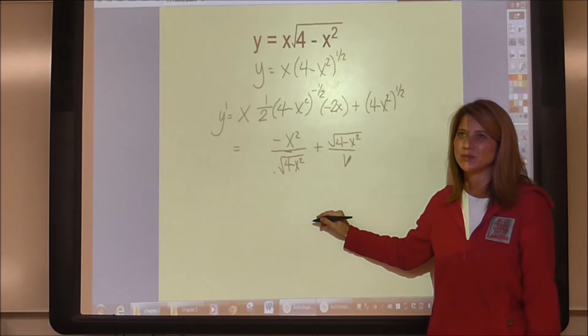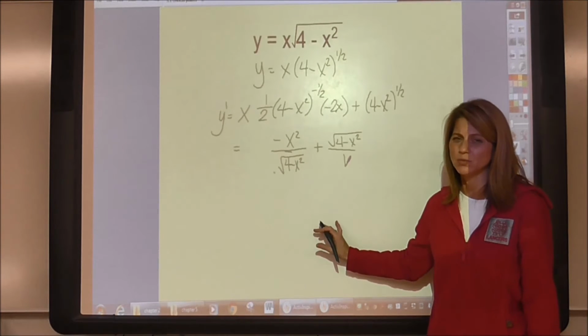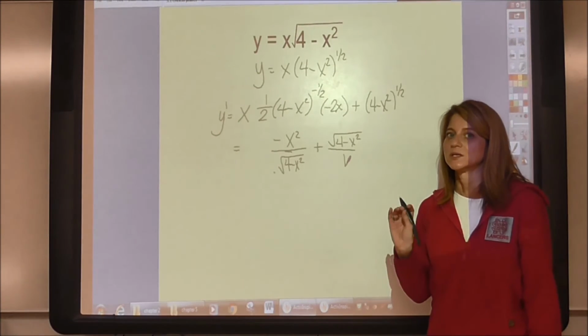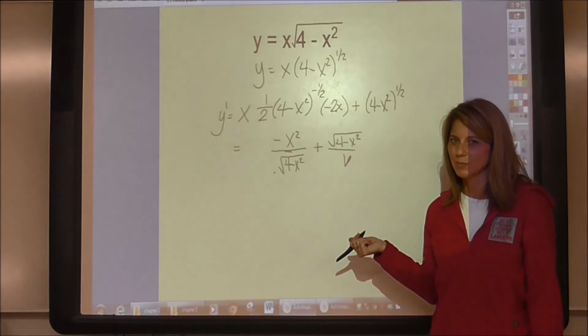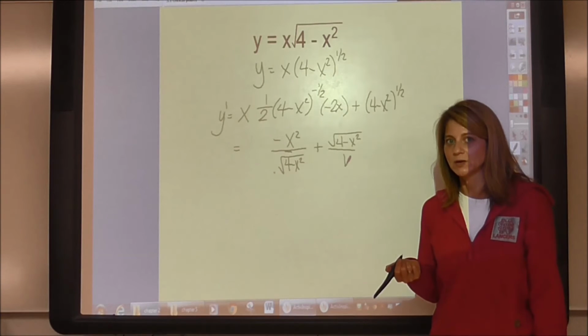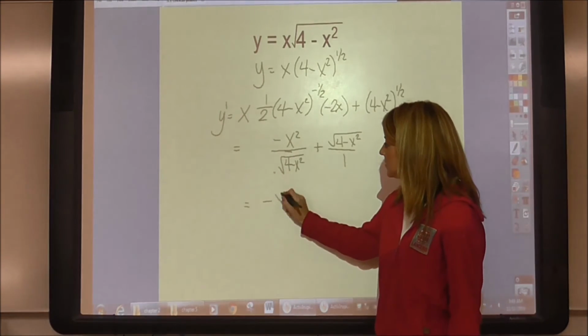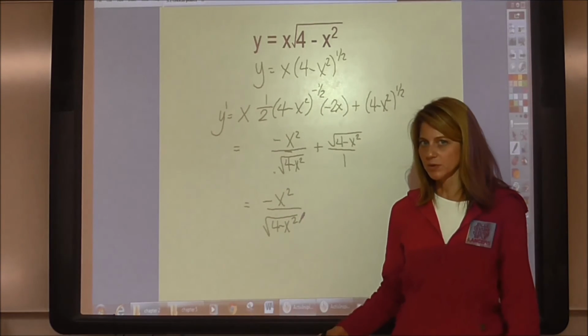And what do you need when you add fractions? You need a common denominator. And I know, I can hear the groans, I can hear the whining, but actually, this is going to be better than you think. So, first of all, think about what's your common denominator? It's that radical, right? Okay, so I'm going to leave the first one alone. Negative x squared, and I have radical 4 minus x squared in the denominator.